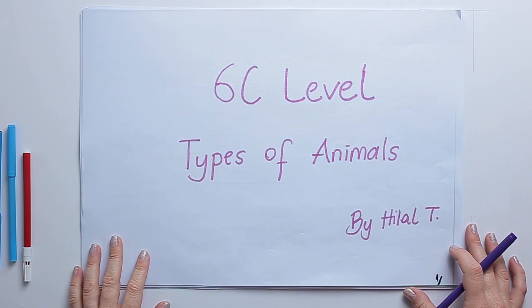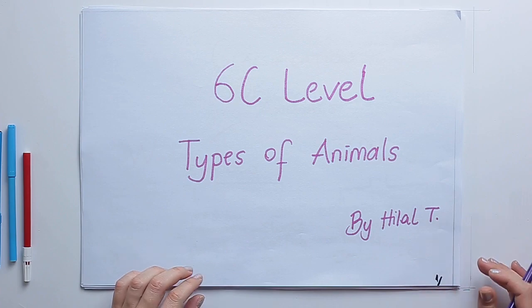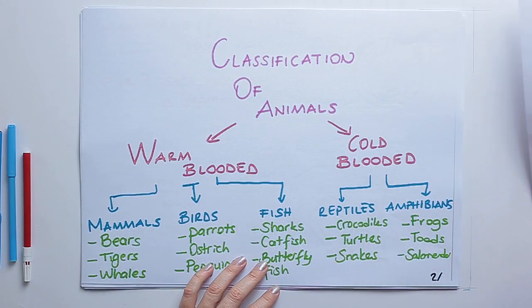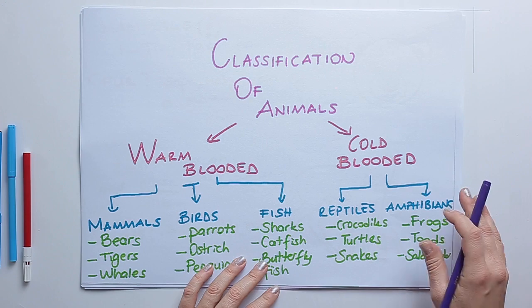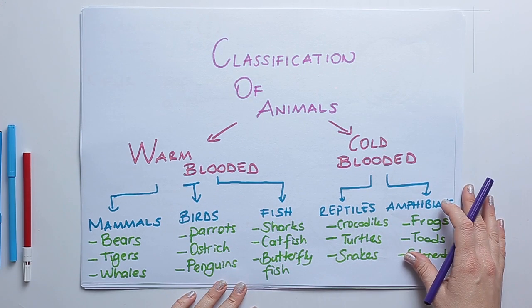Today we're going to be studying types of animals for level C for the 6th graders. So we're going to start with the classification of animals. We are going to divide these animals into two types: warm-blooded and cold-blooded animals.